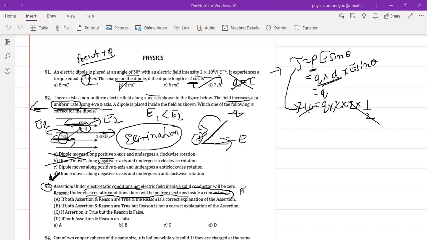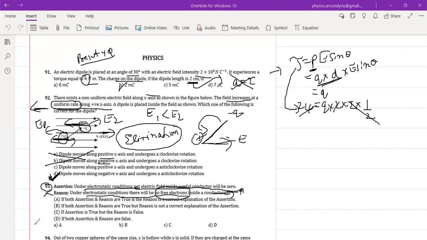Just because it is an electrostatic condition, the free electrons won't disappear. It's just that the net field cancels. So this is an incorrect statement. There will be free electrons. Free electrons won't evaporate outside a conductor. Charge conservation: free electrons will be there inside only. Therefore, the reason is wrong.